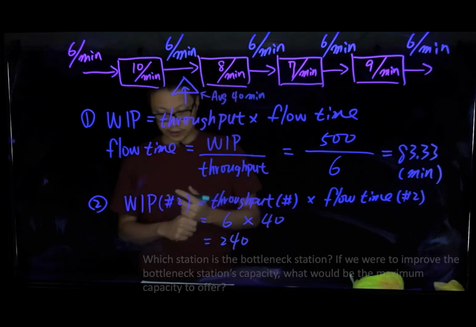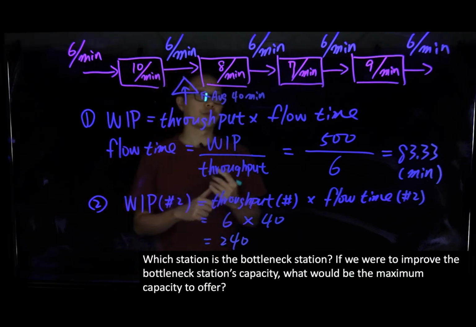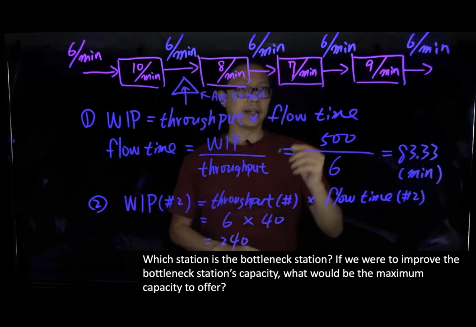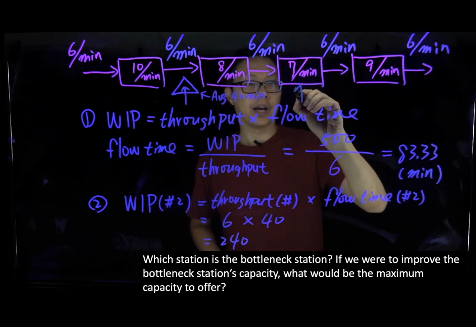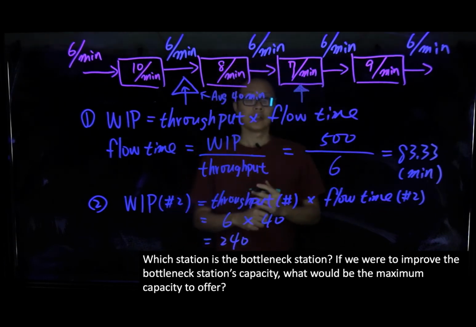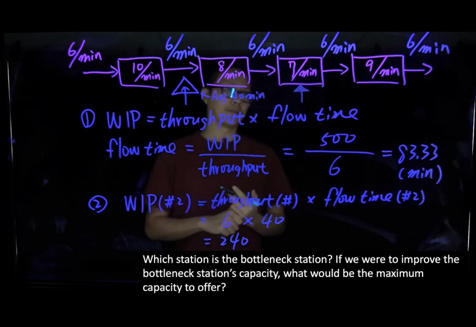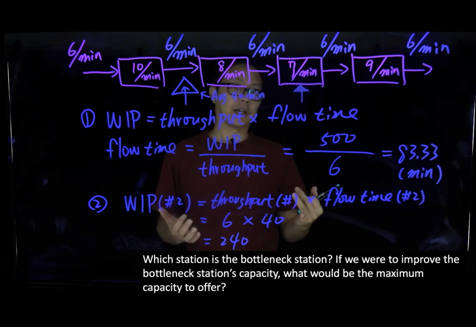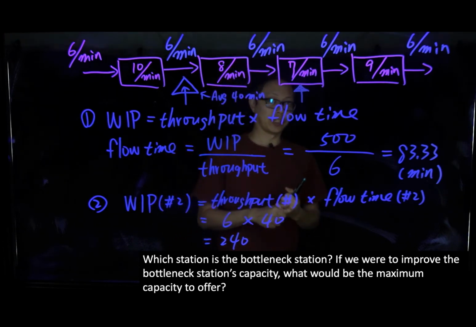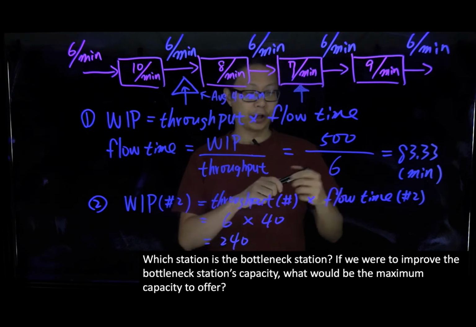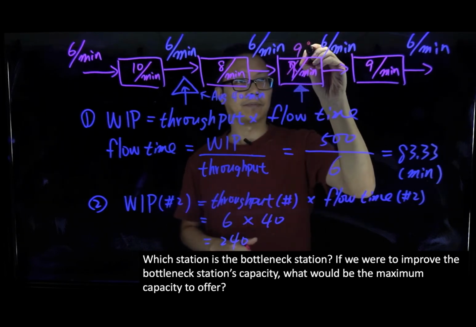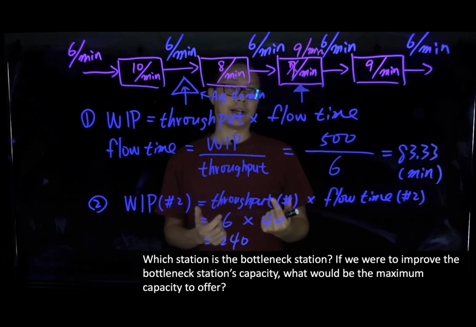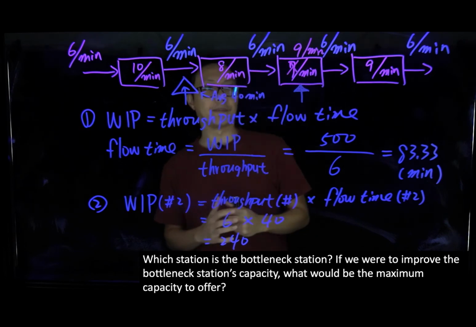In the third question, it asks what the bottleneck station will be. Usually, the bottleneck station is the station that has the slowest rate. So in this case, station number 3 will be our bottleneck. How much improvement can we make on station number 3? If we increase this rate to 8, it will still be the bottleneck because it is still the slowest station. But if we change this rate to 9 per minute, then station number 3 is no longer the bottleneck. Instead, station number 2 will be the bottleneck station.